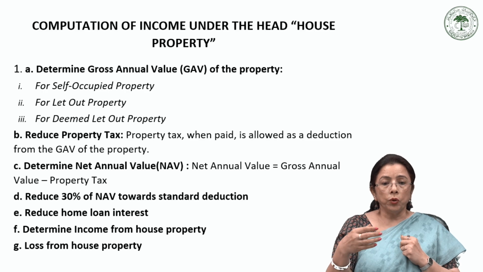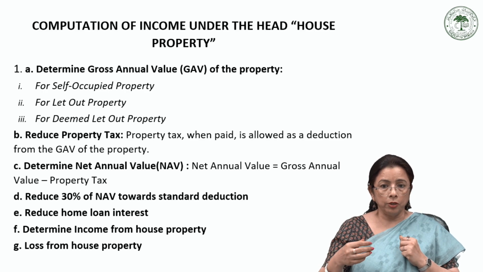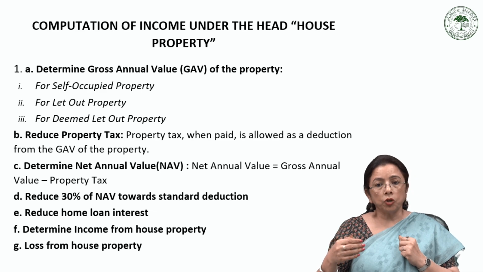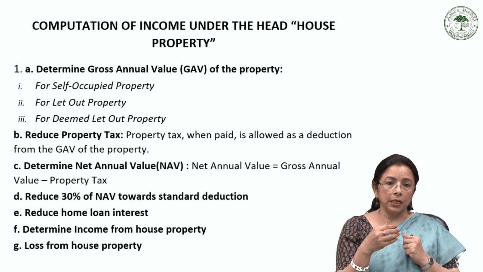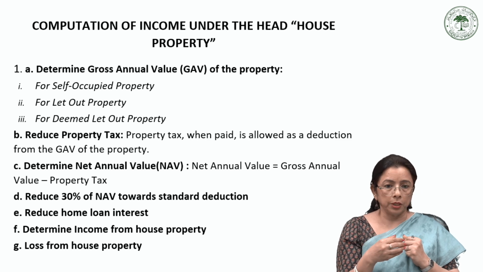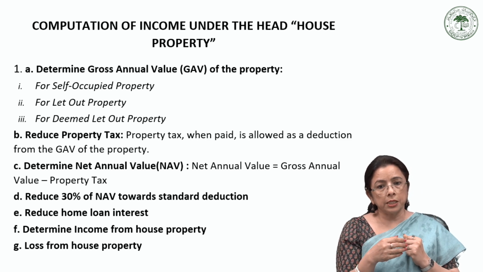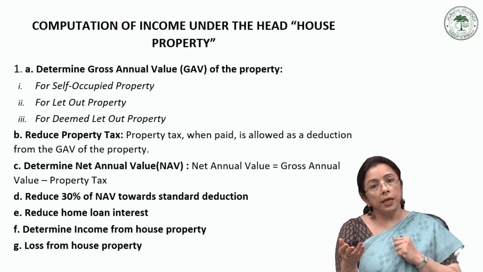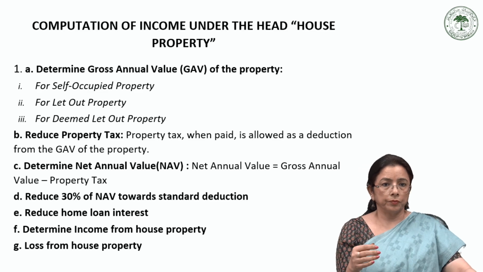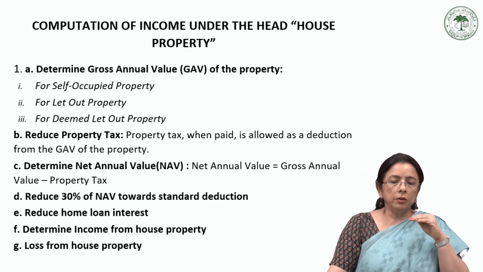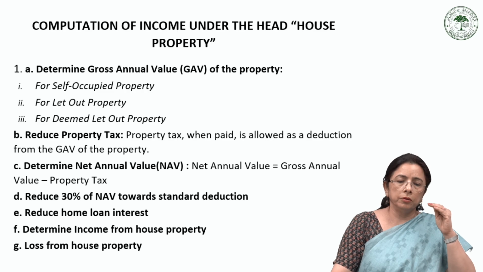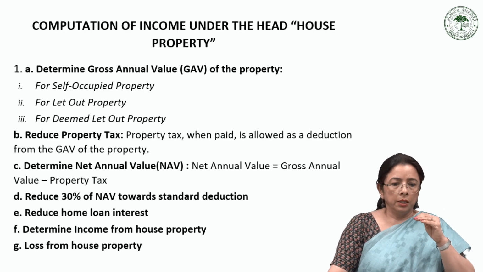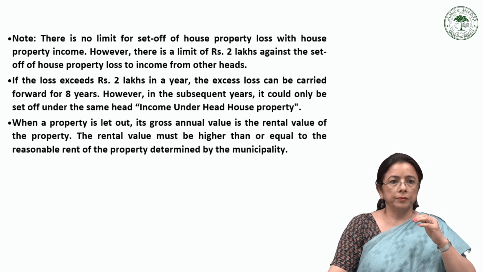When you own a self-occupied house, since its gross annual value is nil, claiming the deduction on home loan interest will result in a loss from house property. This loss can be adjusted against the income from other heads also. So these are the steps we follow to compute the income from house property.